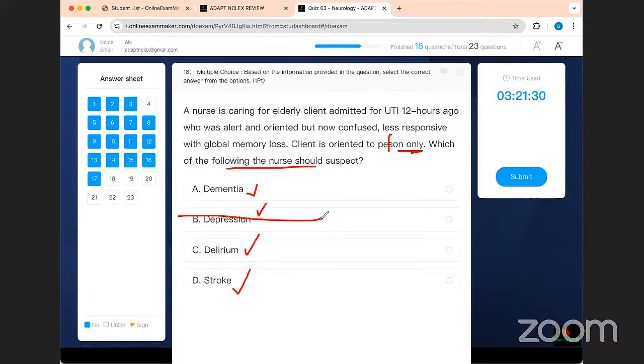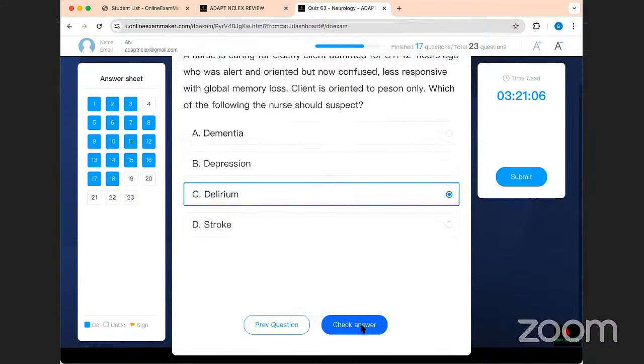I'll take depression out of it. This is an acute onset. It can't be dementia either. It can be stroke or delirium, but there's no evidence of slurred speech or weakness. All I have is confusion and memory problem. Test-taking strategy: you're left with delirium, right? It's a buzzword. There was a buzzword there. You can hear it.